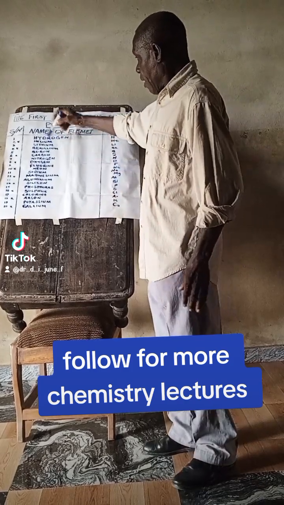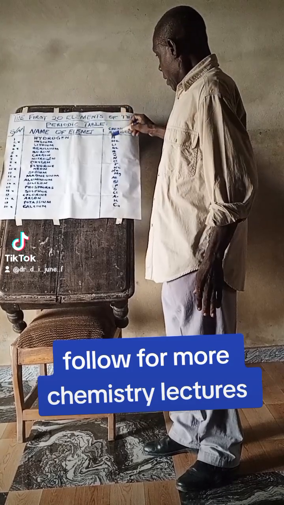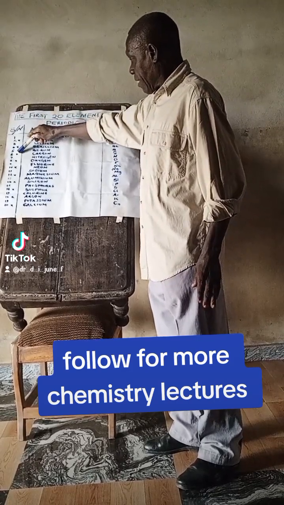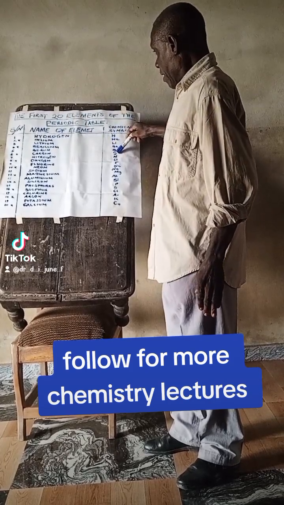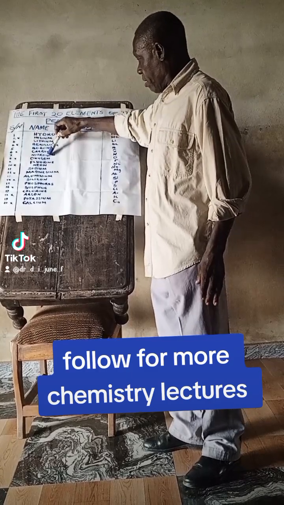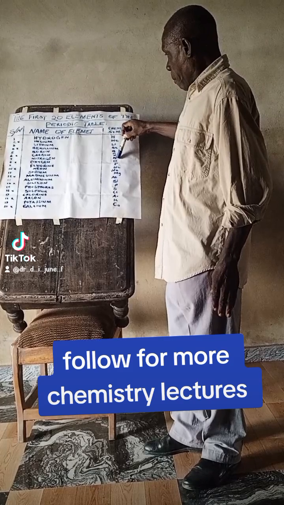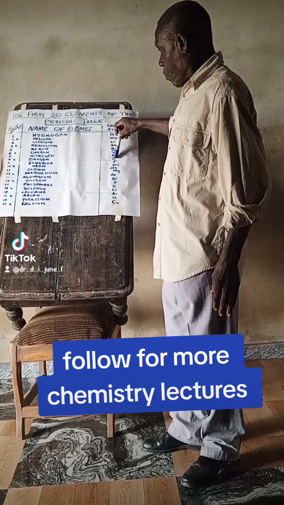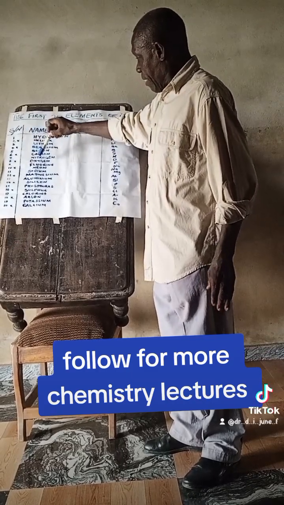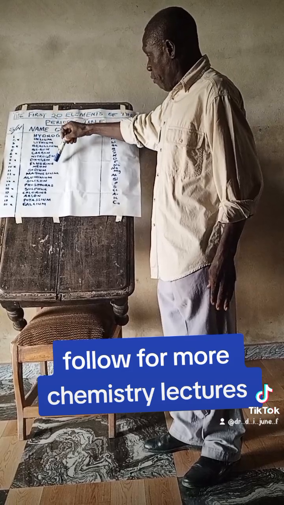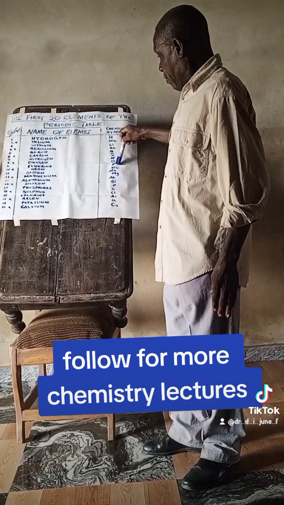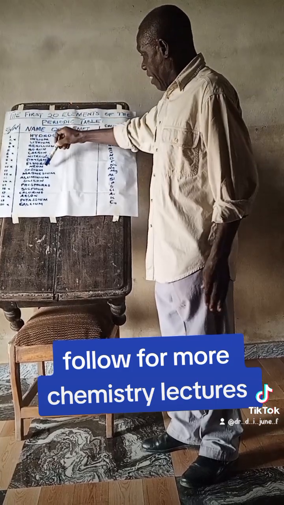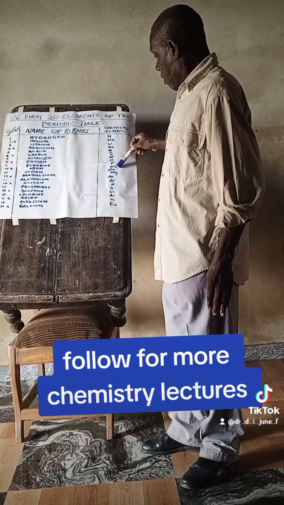Now we have number 5, that is serial number 5, boron. The chemical symbol is B, capital B. Then we have number 6, carbon. The symbol is C. We have number 7, nitrogen. The chemical symbol is capital N. Then we have number 8, oxygen. The chemical symbol is O. Then we have number 9, fluorine. The symbol is F, capital F. And then we have 10. The name of the element there is neon, capital N, small e.